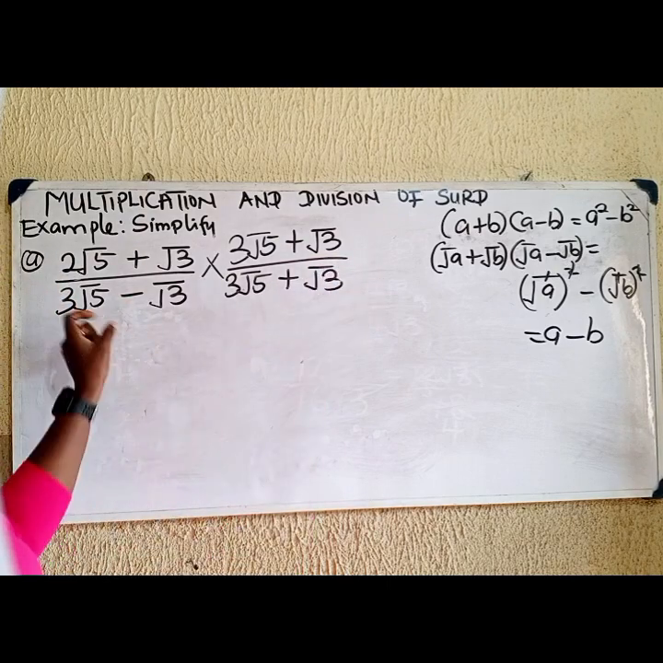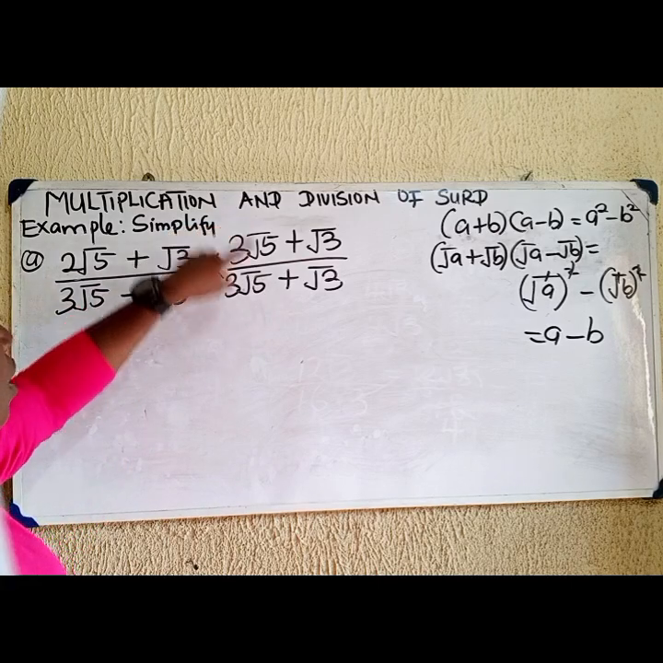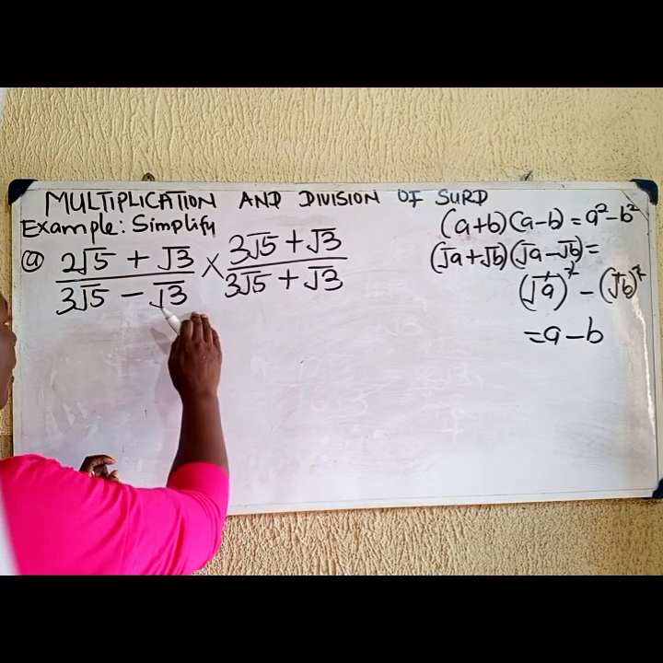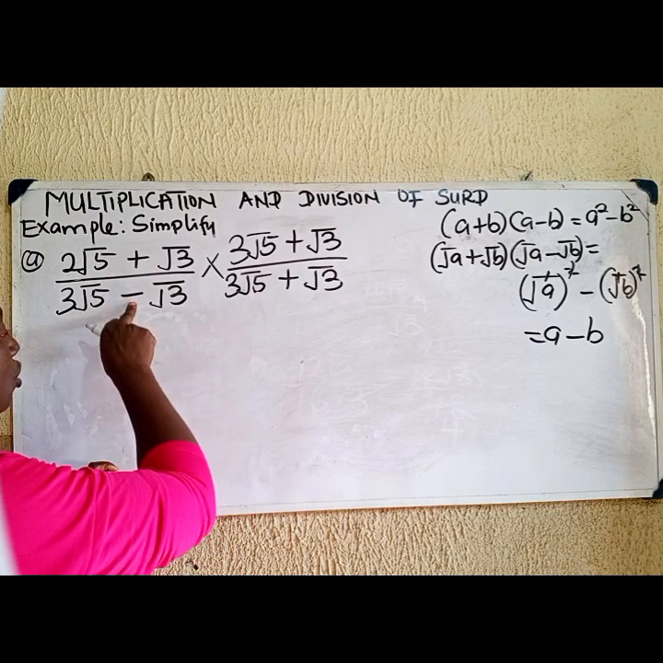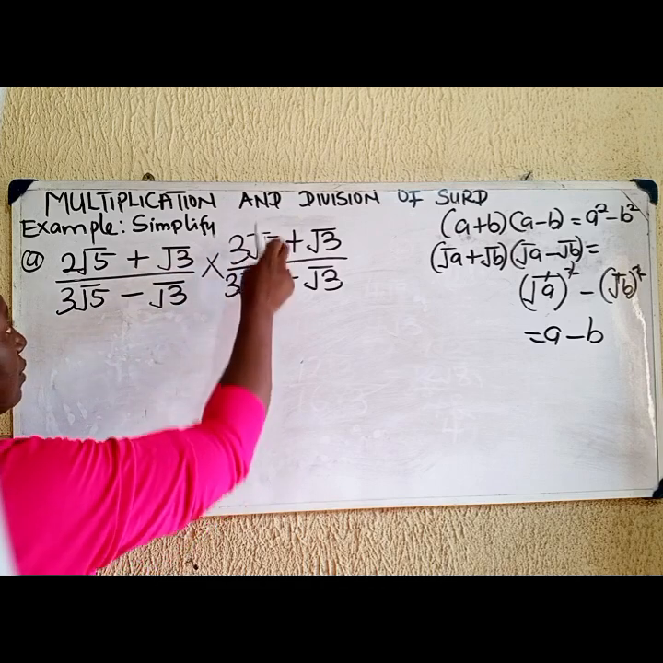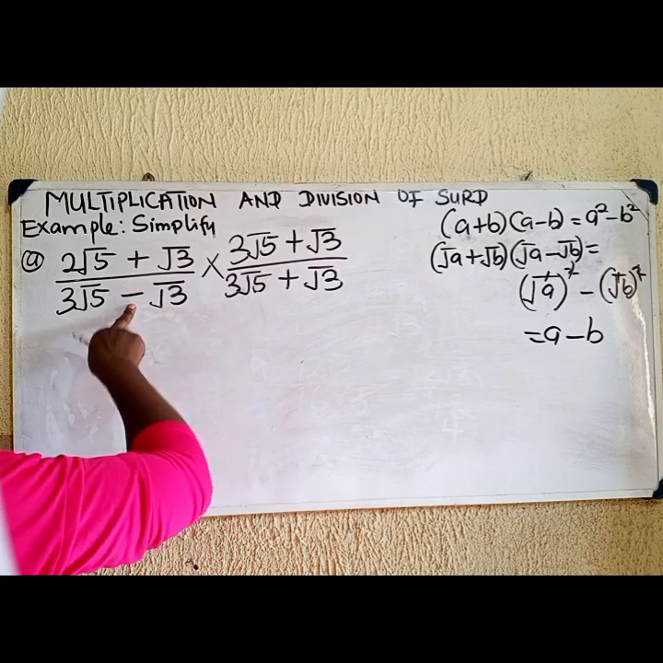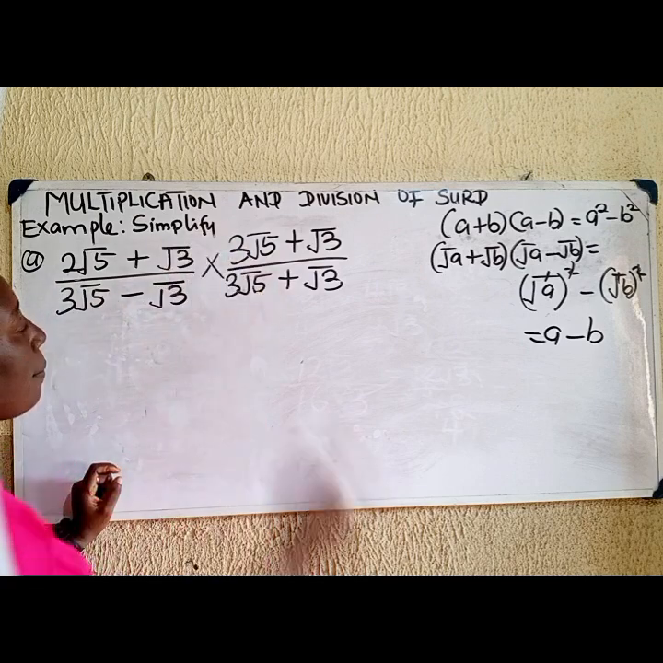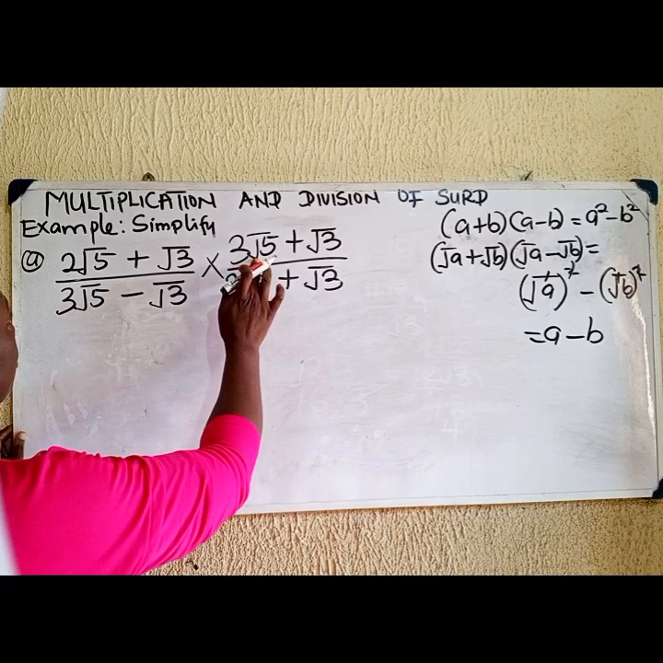So I repeat, anytime you are given something like this, you are going to multiply the numerator and the denominator with the conjugate of the denominator. And the conjugate means the same thing that is here, but with the opposite sign. So if you have plus here, you change it to minus when you are writing it at the numerator and the denominator. If you have minus here, you change it to plus like we did here. When you have plus here, you change it to minus.